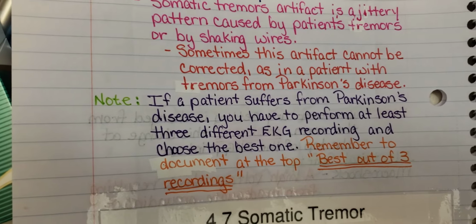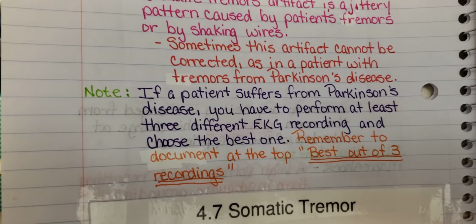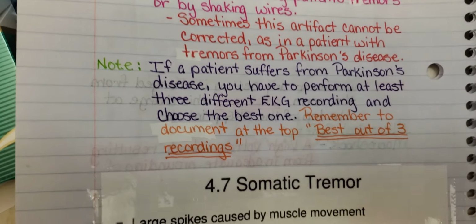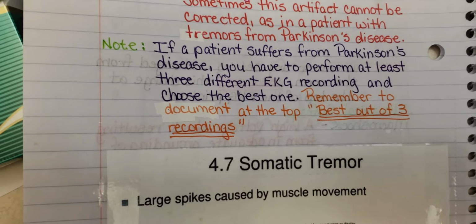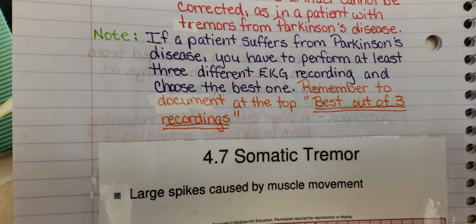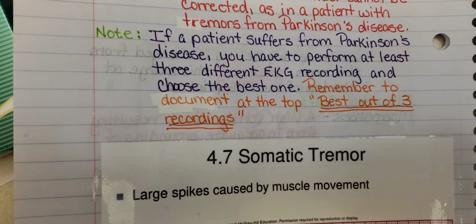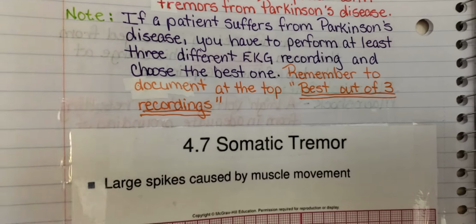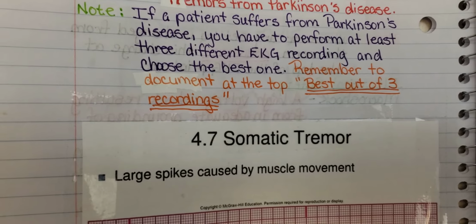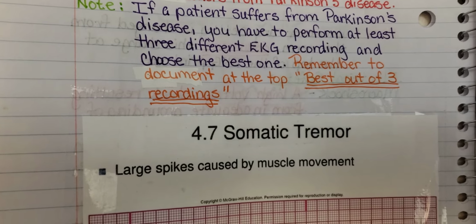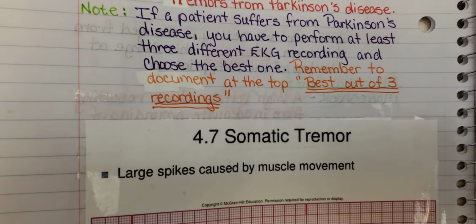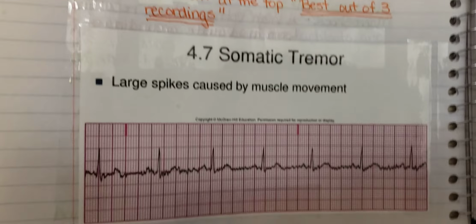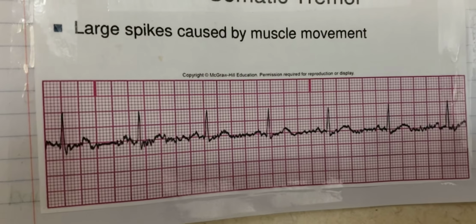Sometimes this artifact cannot be corrected due to a patient that suffers from tremors from Parkinson's disease. If your patient is diagnosed with Parkinson's disease, we usually have to perform at least 3 different EKG readings and choose the best one. Always remember to document at the top. If you took 3 readings, you have to say best out of 3 recordings. And this is what a seismic tremor looks like.